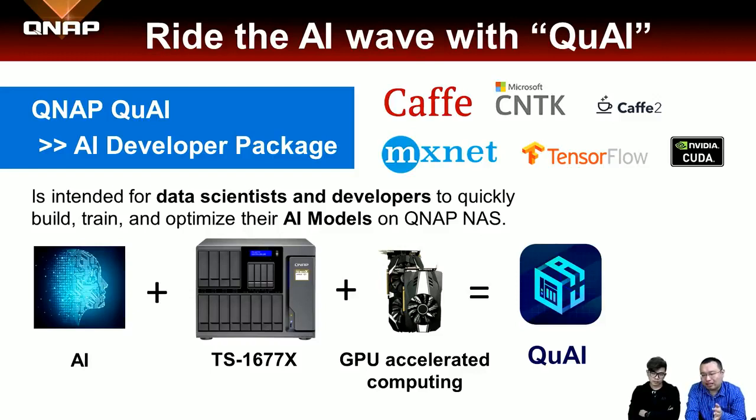Traditionally, without a QNAP NAS and the QAI software platform, there are two different ways to develop your own AI framework and architecture. The first one is you have a traditional, very powerful server, okay?